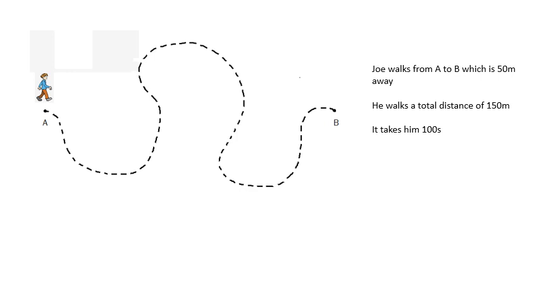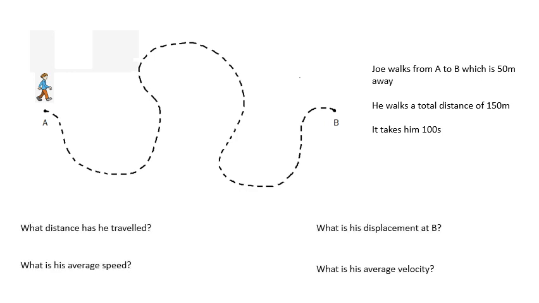So consider this. What distance has he traveled? What is his average speed? I say average because he might speed up and slow down. I don't know. What's his average speed? What is his displacement at B? And what is his average velocity? Have a think. See if you reckon you know the answers.